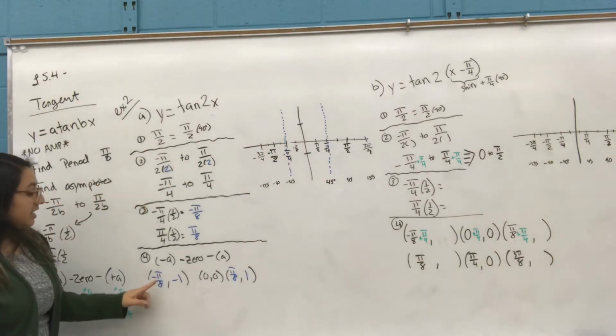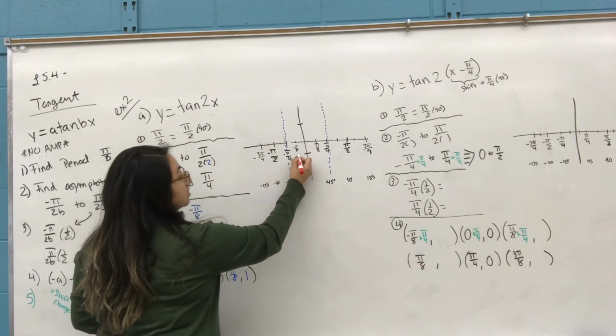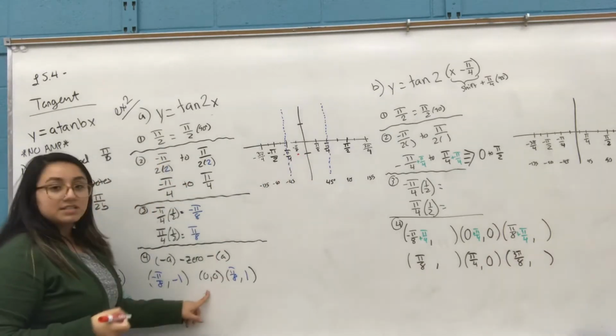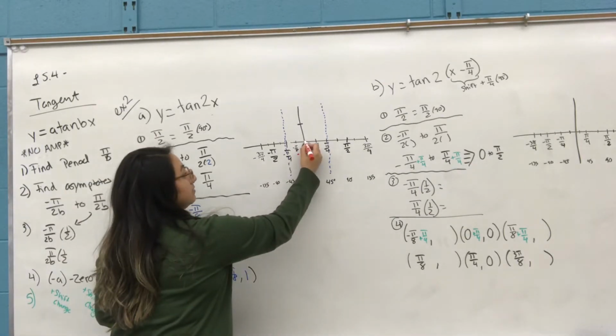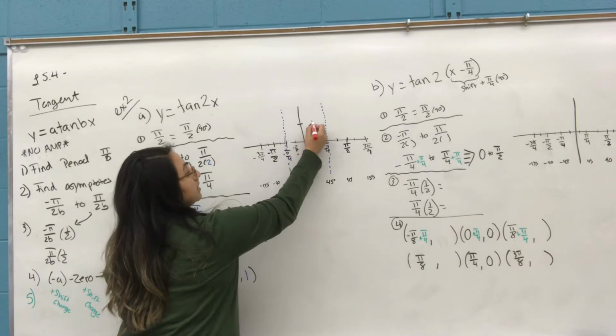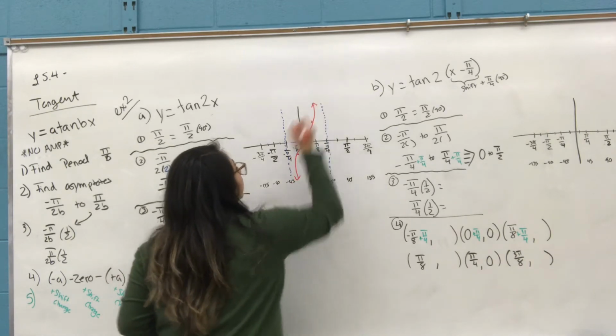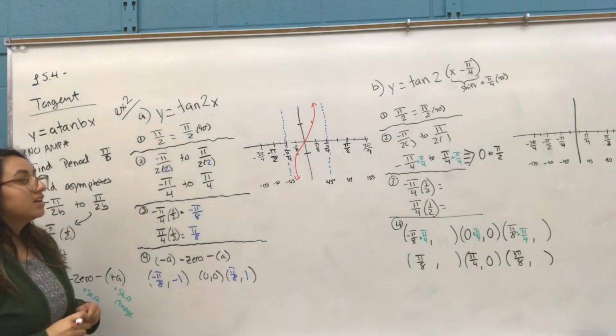Now I look at this, negative π over 8 and negative 1, that's going to be right here. 0, 0, that's our second coordinate, right there. π over 8, 1, and that's right here. We create a graph that looks something like this. And that's all you have to do.